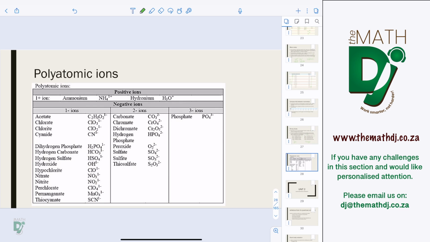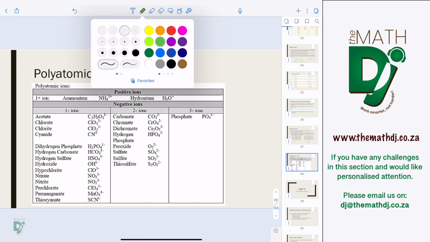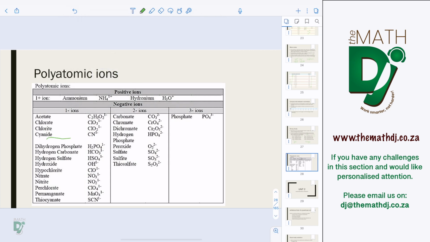So, polyatomic ions. So these are some of them. Took it from a certain textbook. It helps you to name them. But the common ones are cyanide. You see CN 1 minus is cyanide. Then there is sulfate. Then hydroxide. Then nitrate and nitrite. These are quite common. Then carbonate is very common as well. Then chromate and dichromate are quite common.